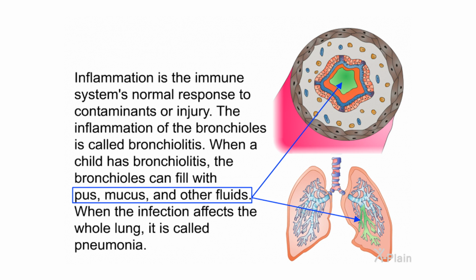Inflammation is the immune system's normal response to contaminants or injury. The inflammation of the bronchioles is called bronchiolitis. When a child has bronchiolitis, the bronchioles can fill with pus, mucus, and other fluids. When the infection affects the whole lung, it is called pneumonia.